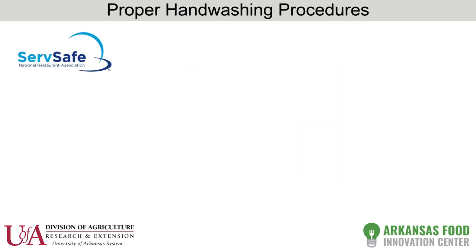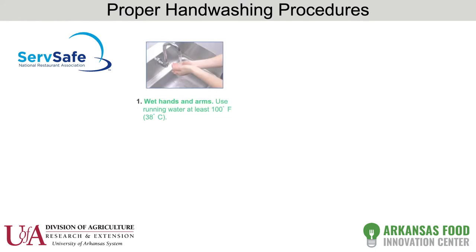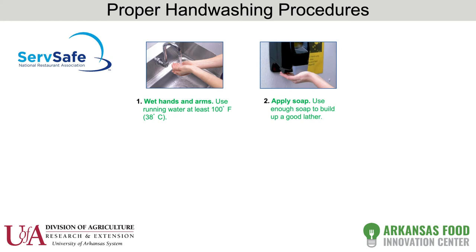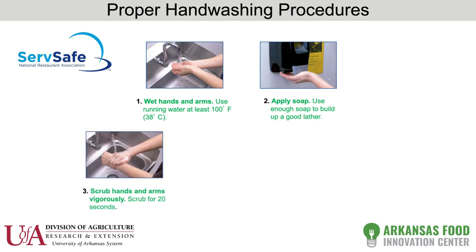Follow these steps for proper hand washing. Step 1. Wet hands and arms with running water that is at least 100 degrees Fahrenheit or 38 degrees Celsius. Step 2. Apply soap and build up a good lather. Step 3. Scrub hands and arms vigorously for 20 seconds.